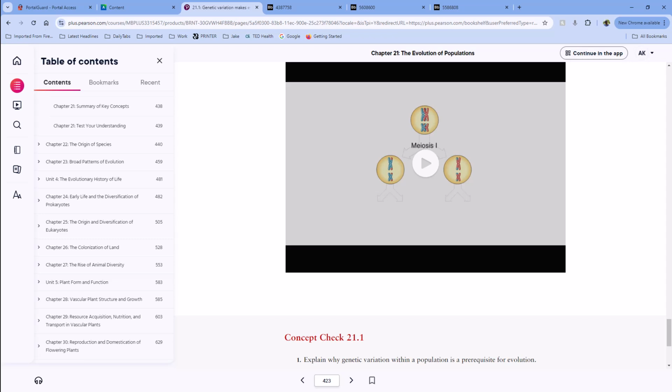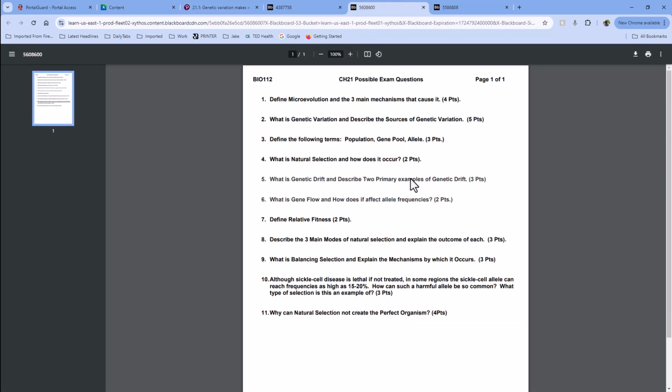And if you need a review of that, here is a video within your chapter that will give you the causes of variation. And remember, pay attention to these point values. When I want 5 points, you need to give me more than just a sentence. You need to give me some detail. And when I say describe, describe does not mean list.